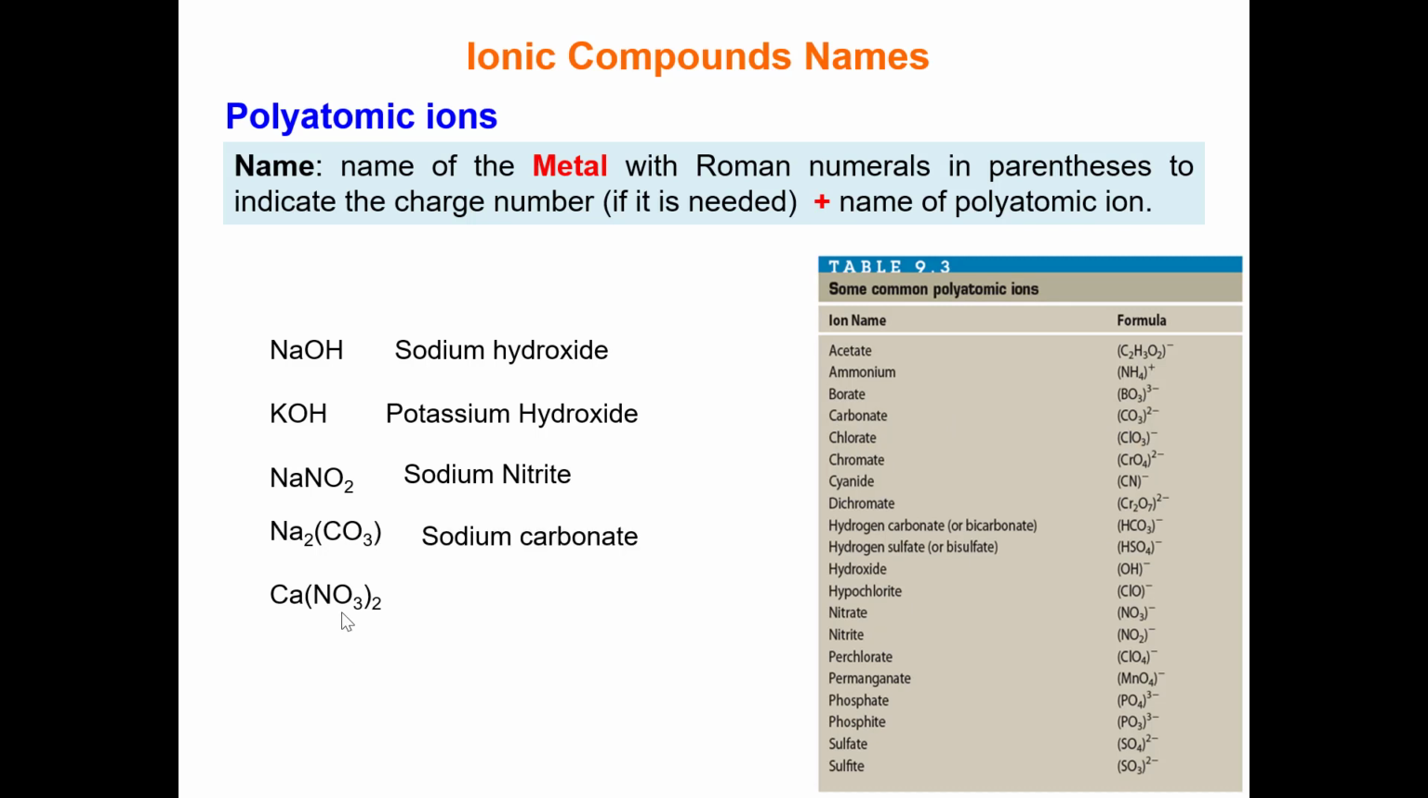And the last one will be calcium. Then we need to find the name of this polyatomic ion, which is nitrate. Yes, nitrate, and it's here. And the name of this will be calcium nitrate. And again, you don't need to memorize this because you will have the names with you.